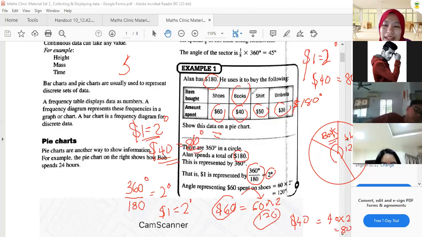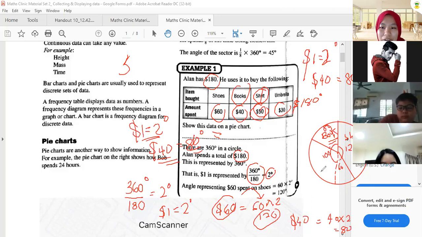Can someone tell me what is the degree for shirt? You have $50, I'm sorry. 100. Thank you. All of you know where to get 100? Good. So what you do, you place the protractor and find 100 degrees. Here is 60, right? You already got 80 here. Here is 100. Here is 100.